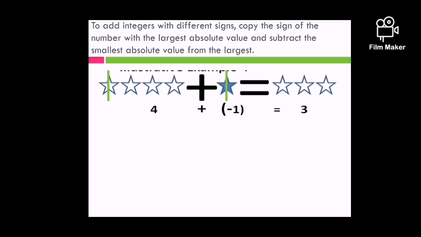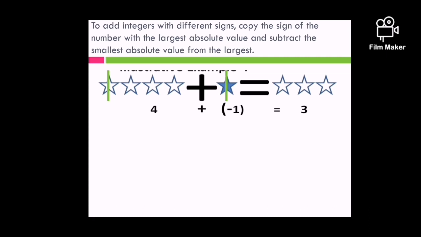Applying the rule, ang sabi dun sa rule, copy the sign of the number with the largest absolute value. So, ang may largest na absolute value is 4. So, ang sign is positive. And then, subtract the smallest absolute value from the largest. So, 4 minus 1 is 3. Kaya ang sagot ay positive 3.